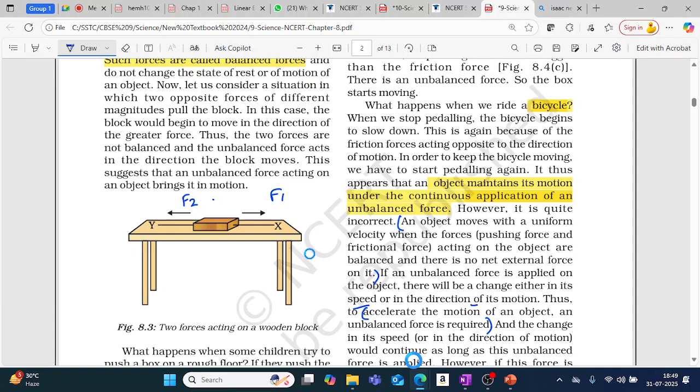Do we need to keep applying force? Only unbalanced force is needed. Unbalanced force is needed to change the state. If it is balanced, the moving object will continue to be in motion, the object at rest will continue to be at rest. Only unbalanced force will bring a change in the state, or change in speed, or change in direction.